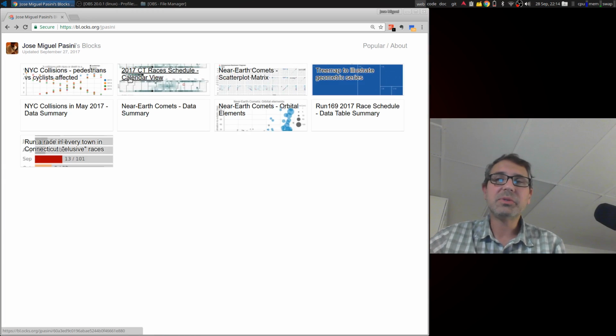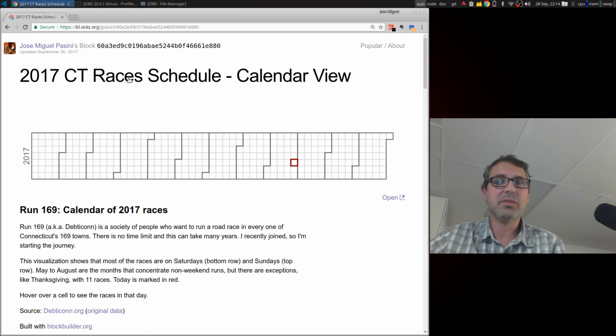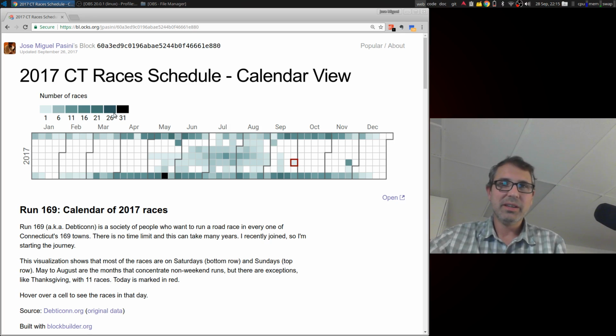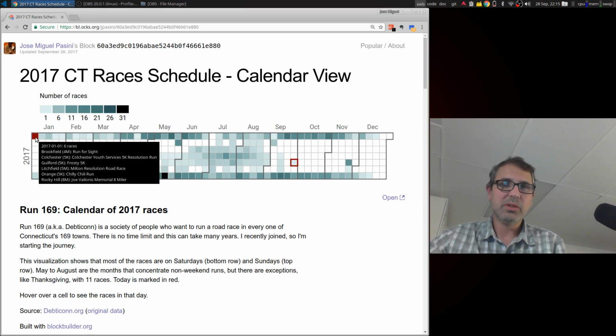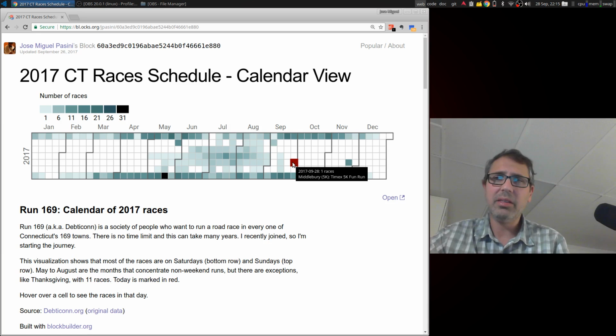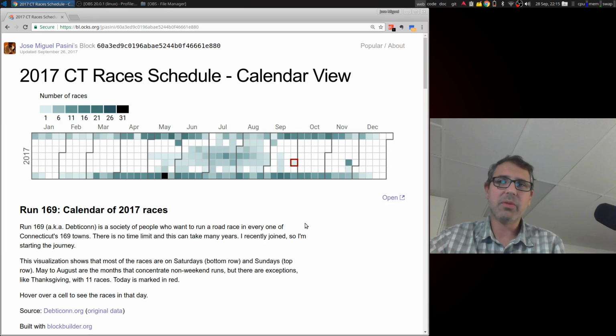The last visualization I want to talk about is an alternative view of this. This is a calendar view of the schedule for the races in 2017. So a calendar view goes all the way from January 1st to December 31st. That's January 1st, 2nd, 3rd. So weeks go down from Sunday, Monday to Saturday, and the months are marked here. Today's date, so I'm filming this on September 28th, has a red frame around it, so the eye can find today's date quickly.